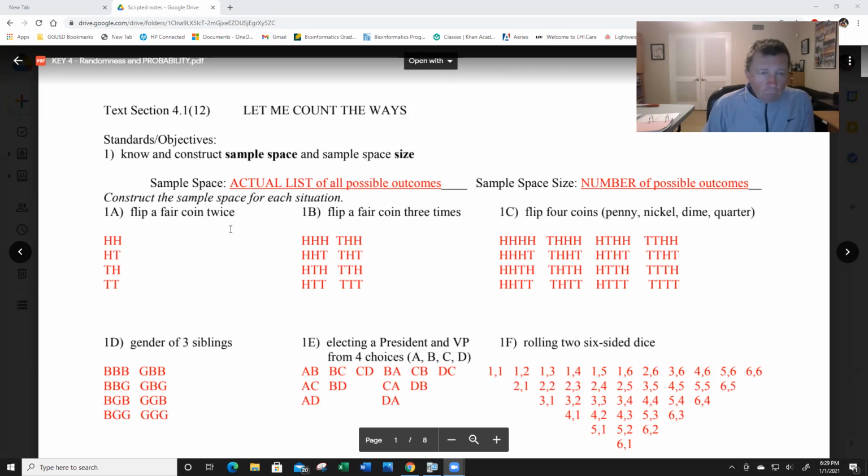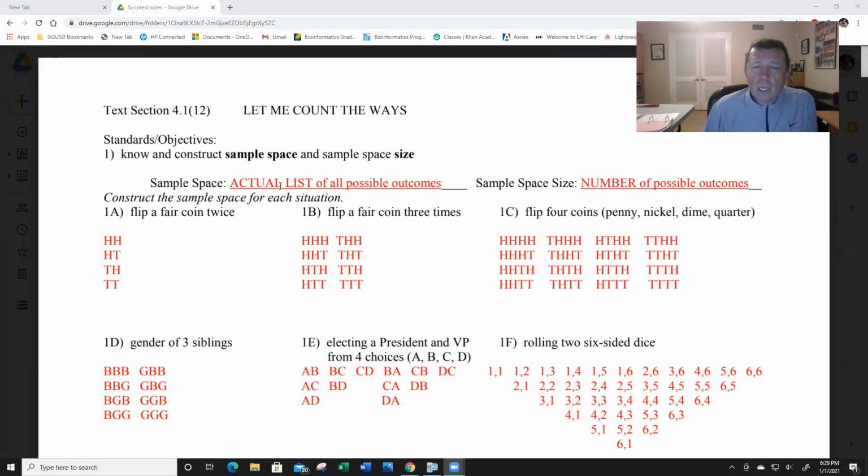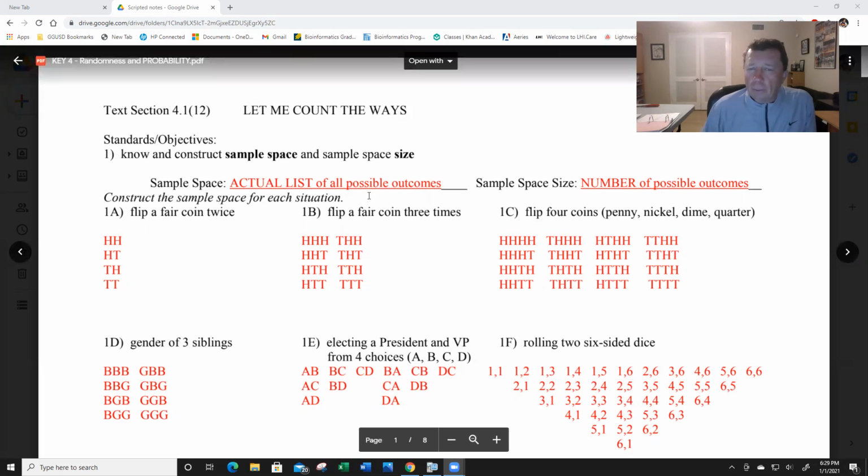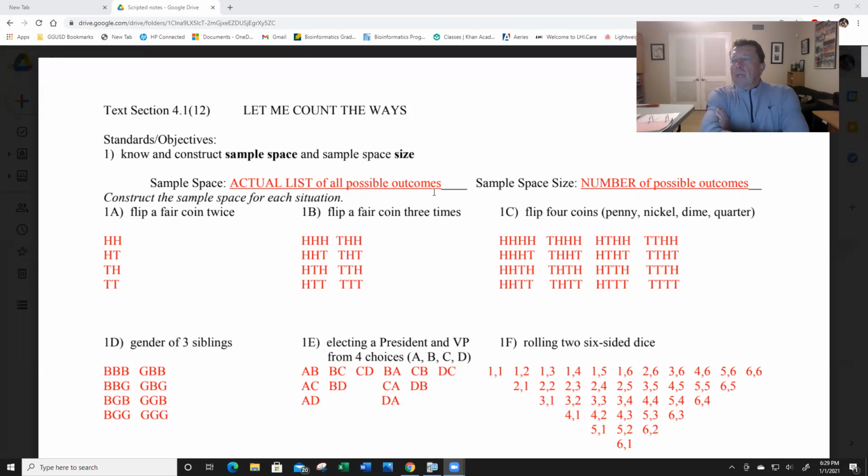So, all right, you see what sample space is. It's the list of all of the possible outcomes. Now, sometimes all of the outcomes is only 4, 8, 16, whatever. Sometimes all the outcomes is millions, so you couldn't list them all. But if you can ever list all of the outcomes, then getting the probability of something happening becomes very simple, okay? All right, and sample space size is, of course, just the number of possible outcomes.